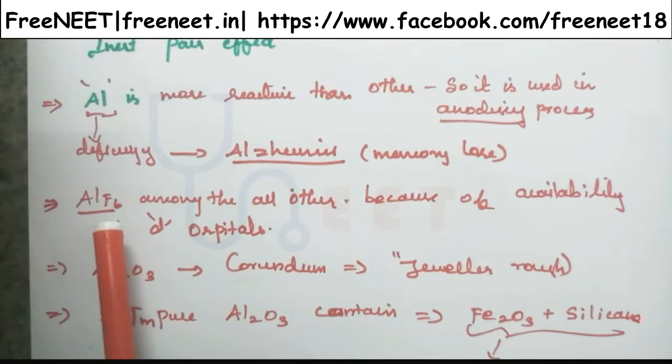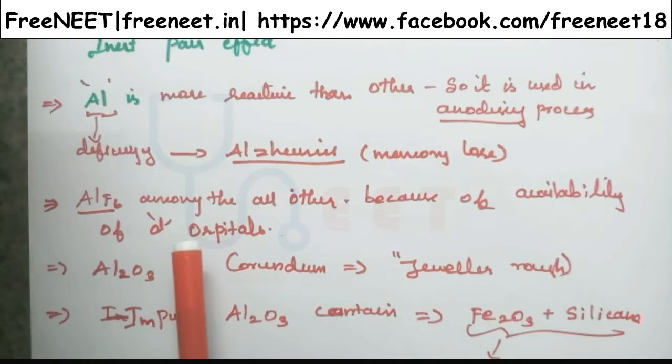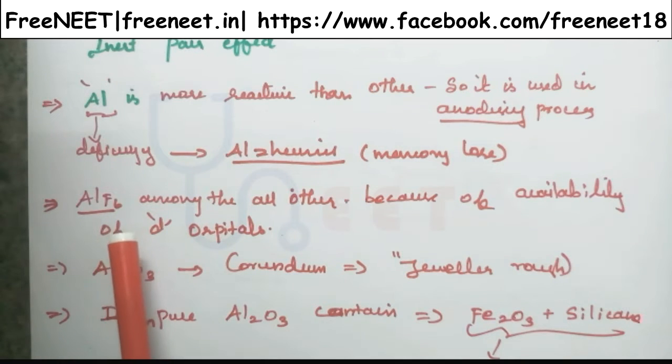Aluminium only forms a hexafluoride compared to all the five because of the availability of a greater number of d orbitals. Then only aluminium forms aluminium hexafluoride. It easily accepts electrons. The vacant d orbitals easily accept the electrons, then only it forms aluminium hexafluoride.